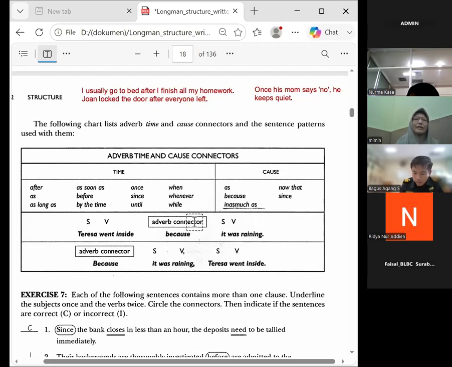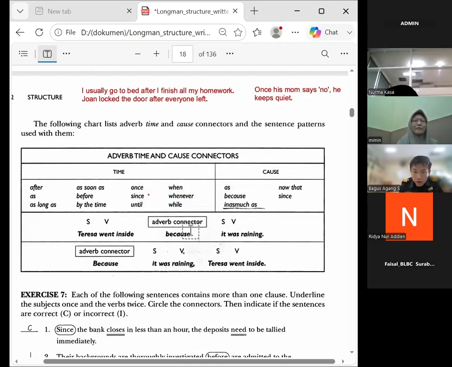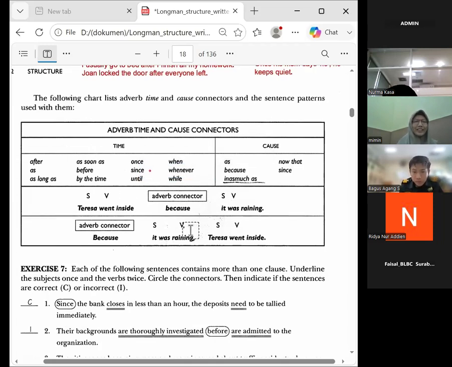And this one, if you take a look at this, once his mom says no, this is present simple. Keeps quiet is also present simple. But since for time, this is the time in the past. Only that. This is actually, shall we say, the exception? Yeah, so with the since. All right, shall we proceed to the exercise?